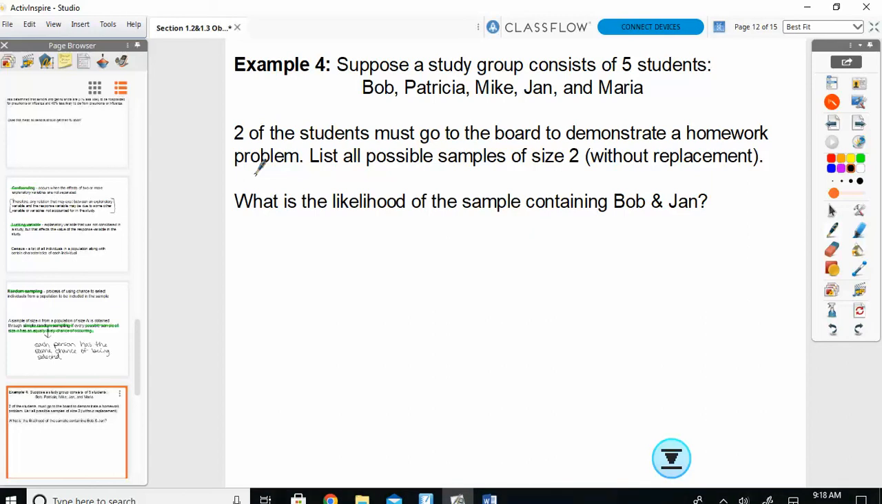It's not going to be Carly and Carly coming to the board. It'll be Carly and someone else. So, what's every possible group? Bob and Patricia. I'm going to abbreviate. Bob and Patricia, or we could have Bob and Mike, or we could have Bob and Jan, or Bob and Maria. Is that every group where Bob could get selected? Yes. Okay.